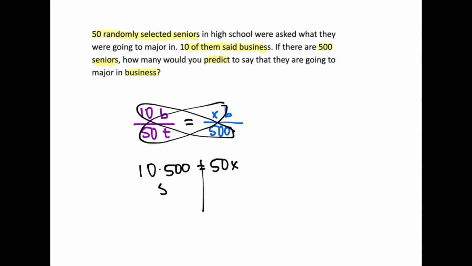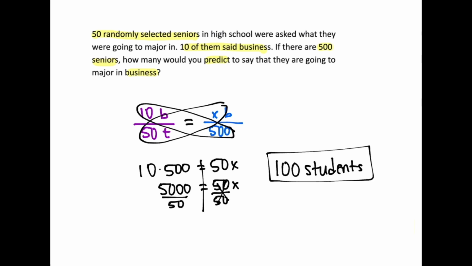10 times 500 is 5,000, and that equals 50x. Finally, we need to divide by 50 on both sides. That gets us 100 students. So we could predict that at that school, 100 students would say they wanted to major in business.